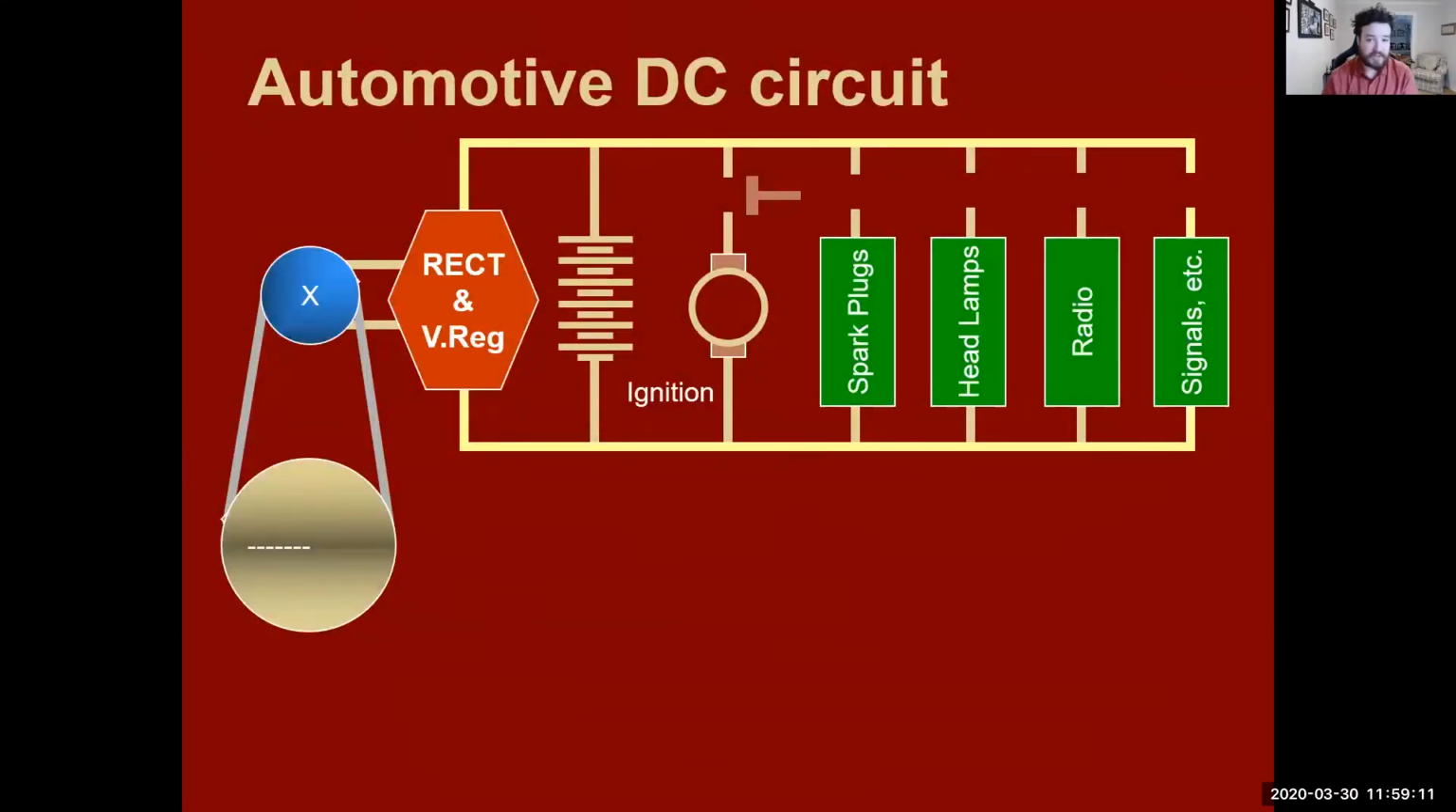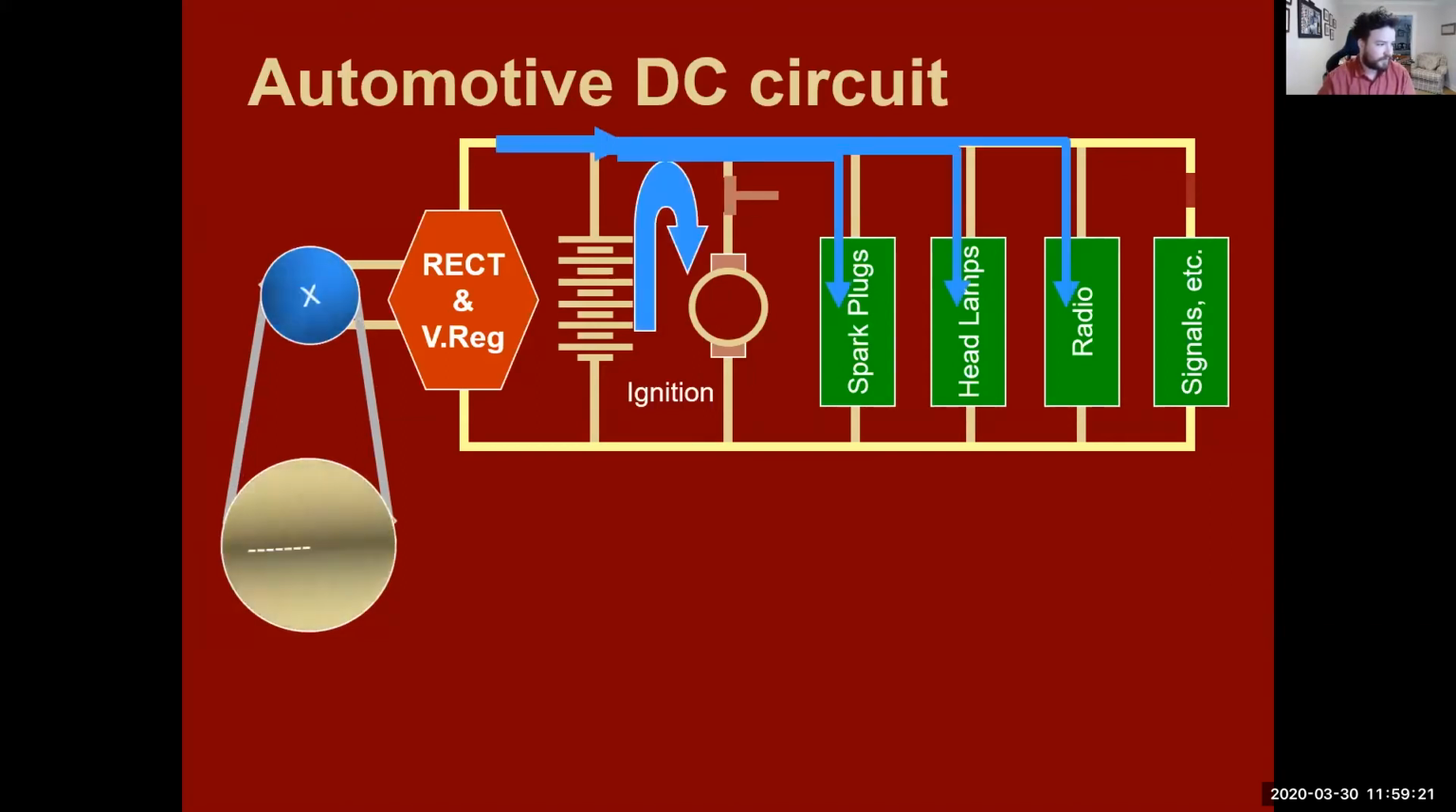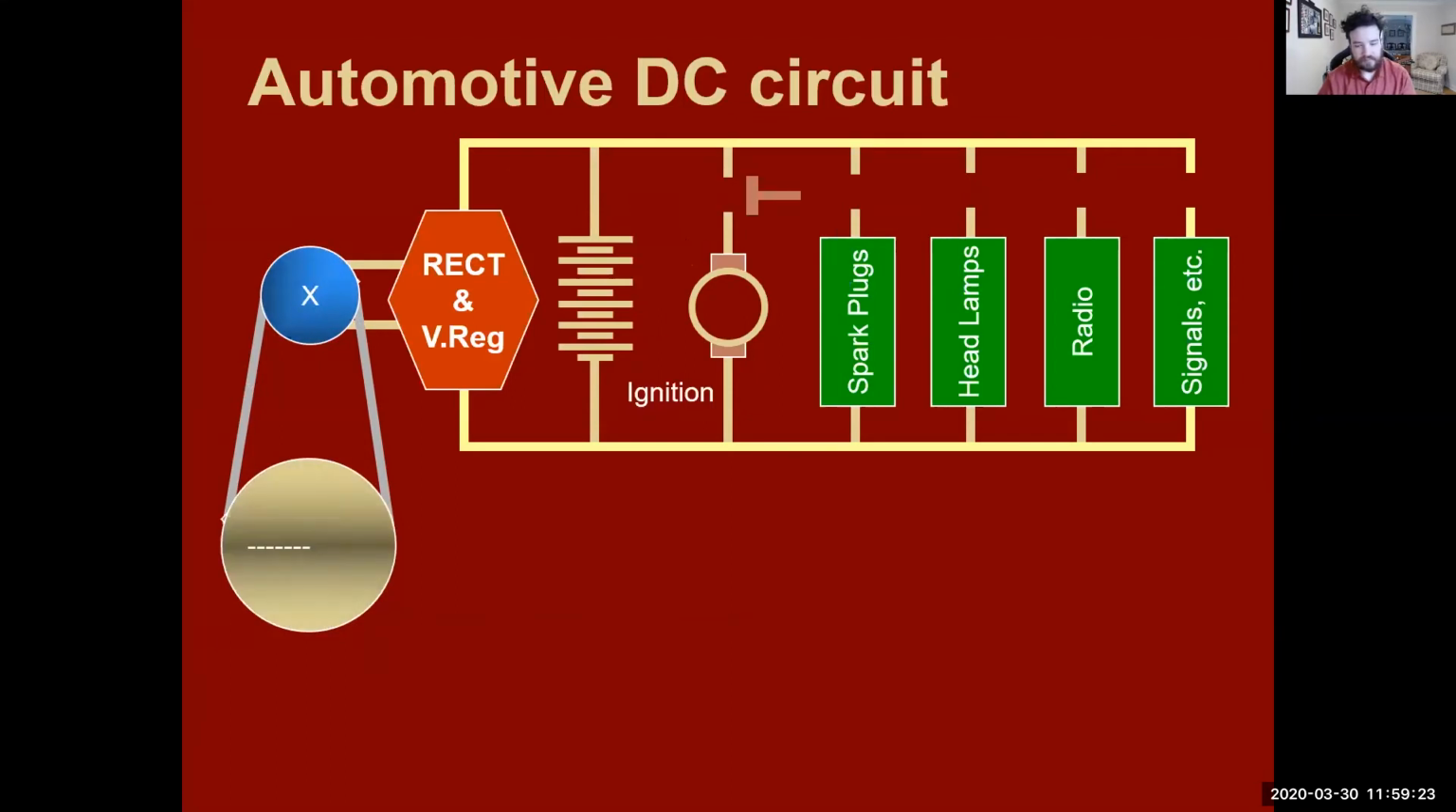So let's talk about automotive circuitry. What we have, very simply, is we have an engine down here. We have an alternator. So this is our alternator. This is our engine. We have a pulley that's turning the alternator. We have our rectifier. We have our battery. And then we have spark plugs, headlamps, radio, turn signals, all that other good electrical stuff that we have.